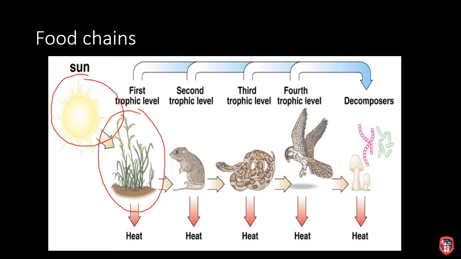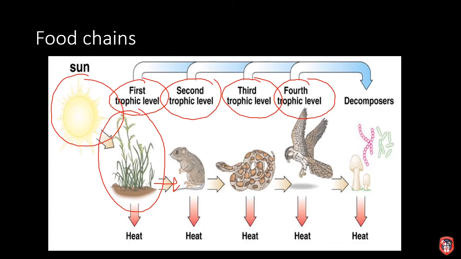Now, this next stage is called the second trophic level. I should just say the plant is the first trophic level. Trophic means feeding. So first trophic level, second trophic level, third trophic level, also called tertiary trophic level, fourth trophic level, also called quaternary trophic level as well. And this then leads on, when everything dies in the end, of course, to get broken down by decomposers. We'll come back to those later on.